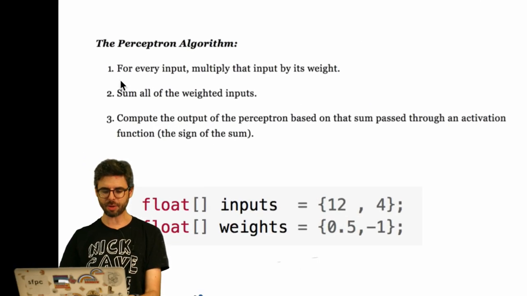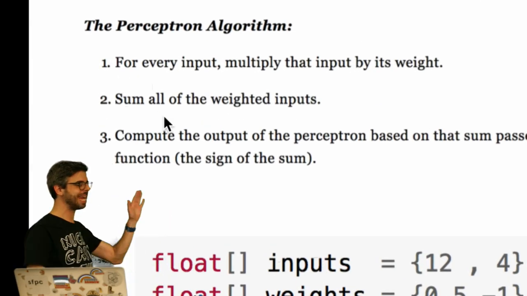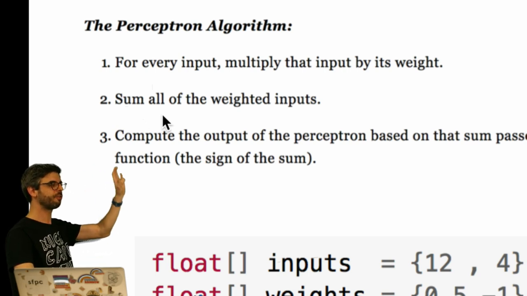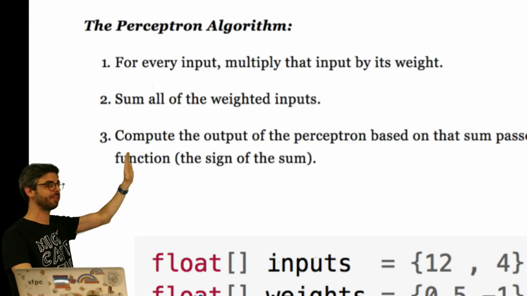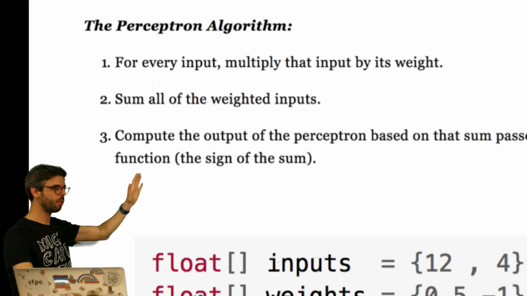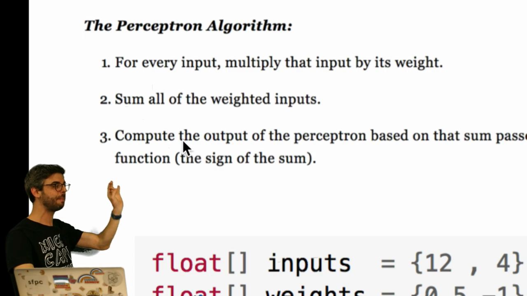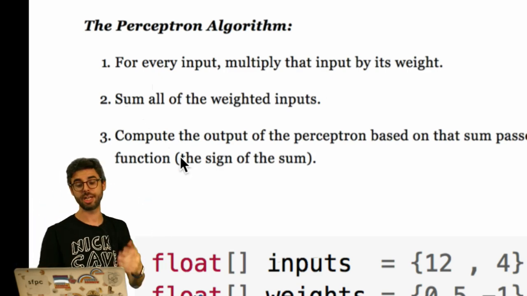So we can see here, by the way, I have this slide here. This is the same algorithm I just talked through. Let's just make sure we have it right. The algorithm is, for every input, multiply input by the corresponding weight, sum all the weighted inputs, and then compute the output based on that sum, pass through an activation function, the sign of the sum.